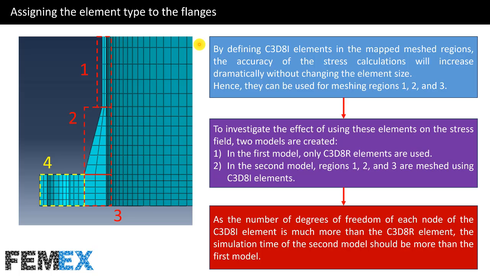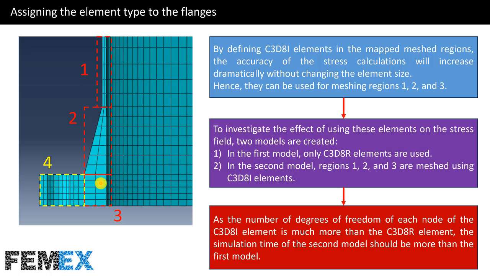Now I want to talk about assigning the element type to the flanges. By defining C3D8I elements in the mapped meshed regions, the accuracy of the stress calculations will increase dramatically without changing the element size. Hence, they can be used for meshing regions 1, 2, and 3.